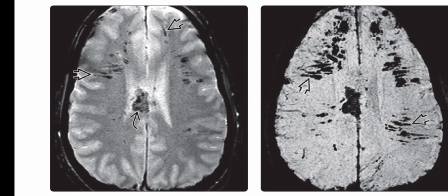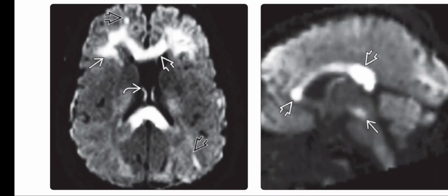Left image is the T2 star GRE sequence in the same patient, and it shows multiple punctate and linear blooming hypointense foci in the subcortical and deep white matter and corpus callosum. Right is the axial SWI sequence with MIP images, and it shows the innumerable punctate and linear hypointense foci that follow the course of the axons within the corona radiata.